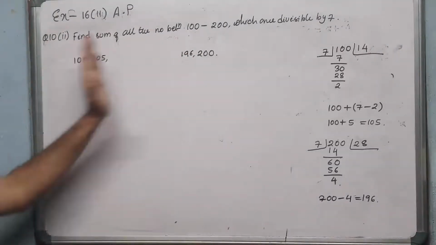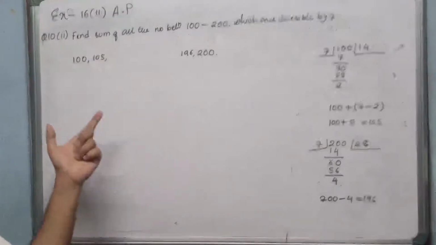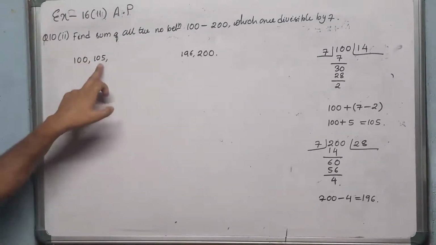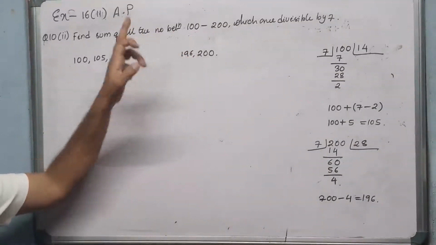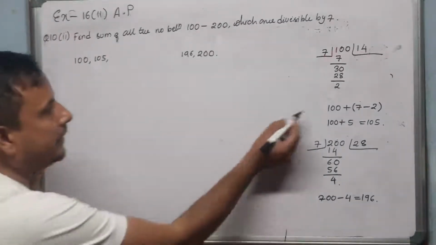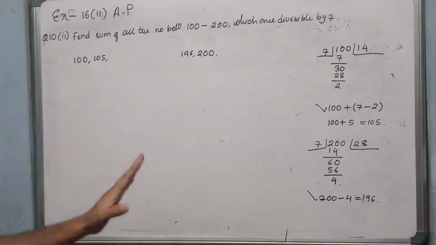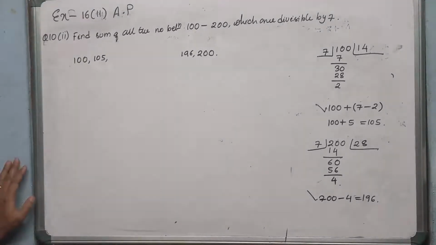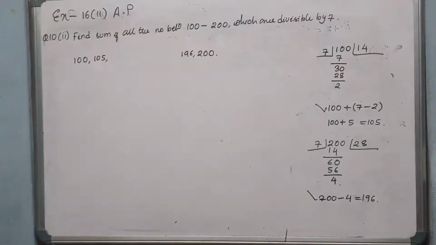In between 100 and 200, the numbers which are divisible by 7, that you have to find first. The first number after 100 is 105, and the last number before 200 is 196. This is the method to find these that you have to remember. You have to divide, then you have to add and subtract. Over here, you just need subtraction. Now, after getting the first and the last term, easily we can calculate the sum. Hope you understood these things.